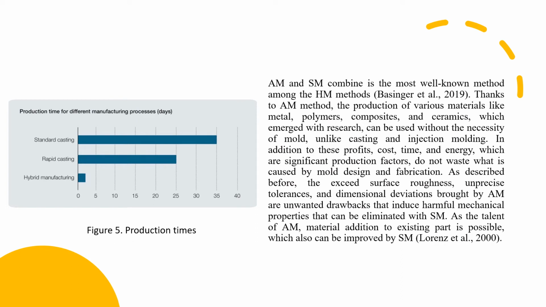AM and SM combined is the most well-known method among the HM methods. Thanks to the AM method, various materials like metal, polymers, composites, and ceramics, which emerge with research, can be used without the necessity of a mold, unlike casting and injection molding. In addition to these benefits, cost, time, and energy, which are significant production factors, are not wasted on mold design and fabrication.